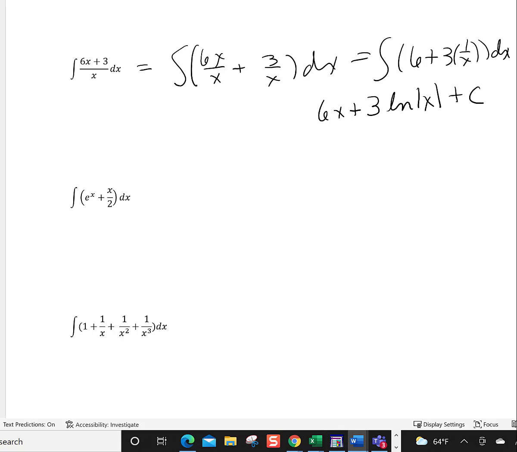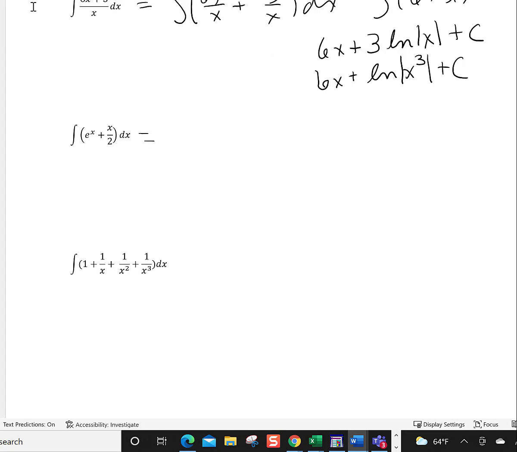Now this time, if I bring the 3 up, just to show you how this would look, I would have the natural log of x cubed. I would still have to have the absolute value because I don't know if x cubed is positive or negative. It could be either. So you only get to drop the absolute value when the power moves up and it's always positive.